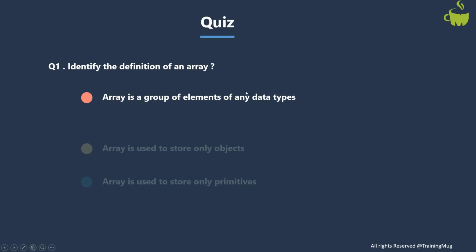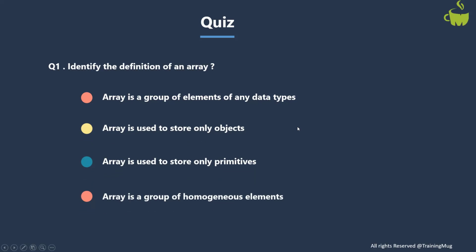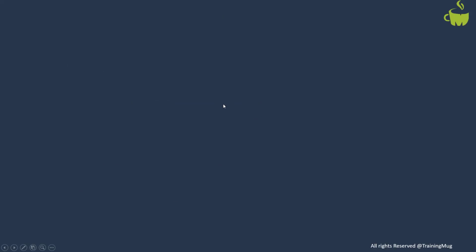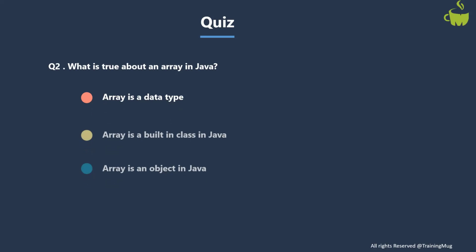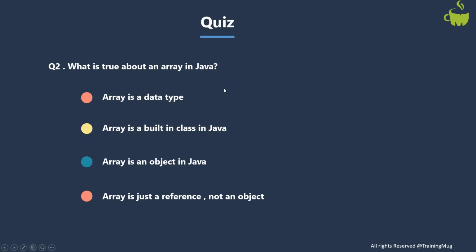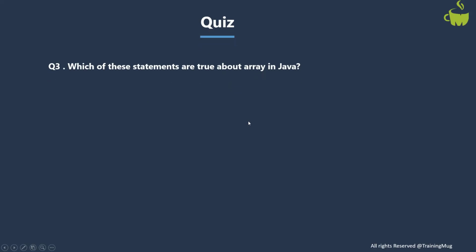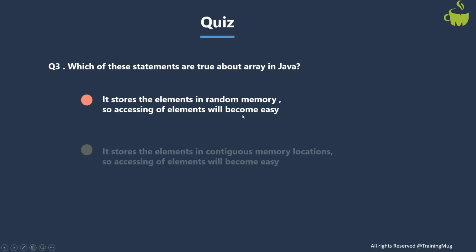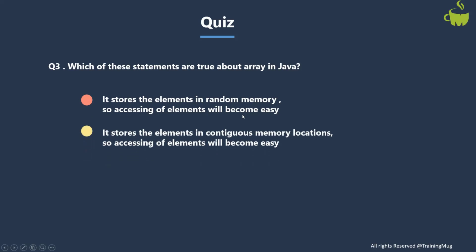Based on the learning so far, try to answer this simple quiz. Question number 1, identify the definition of an array, and here are the options. Try to answer the correct one and post your answers in the comment section below. Question number 2, what is true about an array in Java? And here are the options. And question number 3, which of these statements are true about arrays in Java? Post all your answers along with the questions in the comment section below.